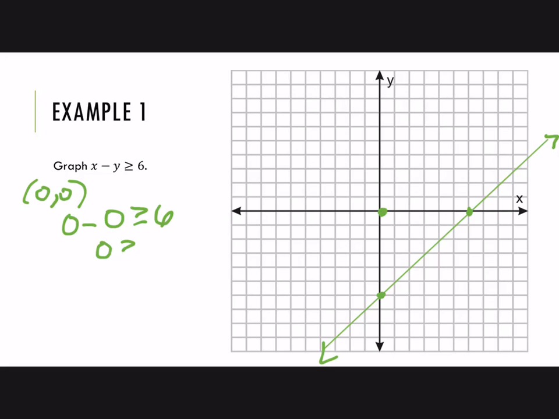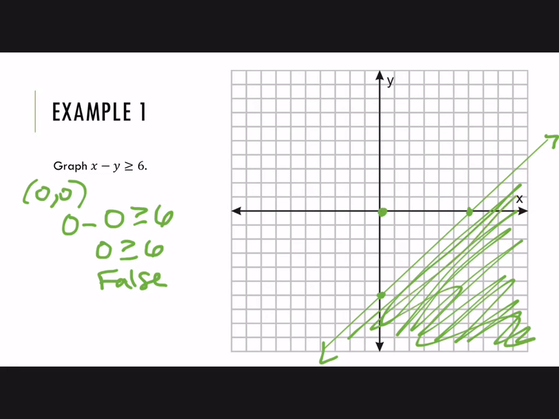And I'm going to see if this is true or false. So I end up with 0 is greater than or equal to 6, and that is false. So I don't want to shade the 0, 0 side. I want to shade the other side of the line, and that's this region here. Okay, so that is the solution set.